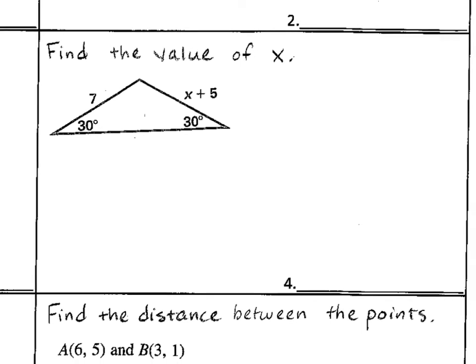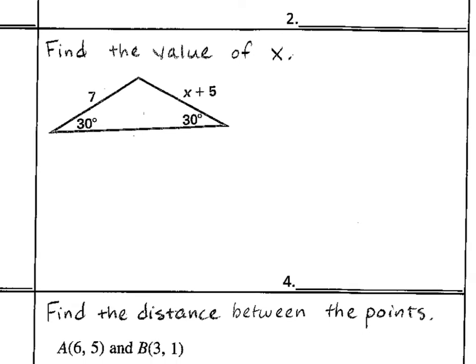In number 4, again we're solving for x. You're going to set it up just like you did in number 3. Alright, these base angles are the same, which means their opposite sides are also the same, which means those two sides are equal to one another. So just set them up equal, solve for x.